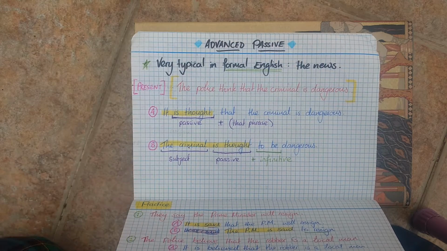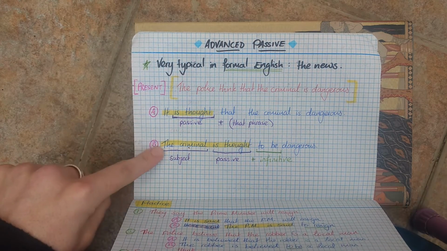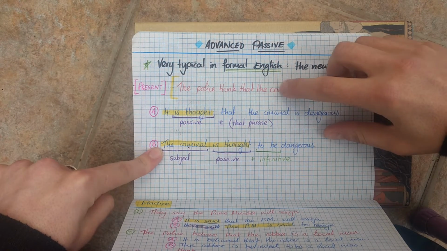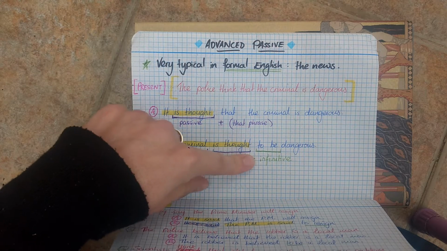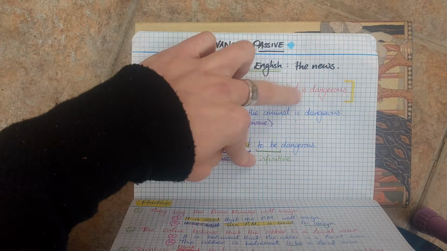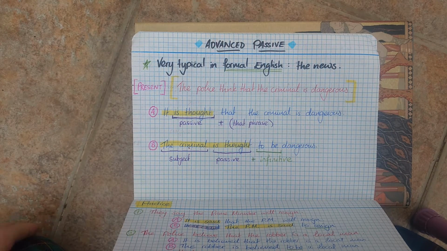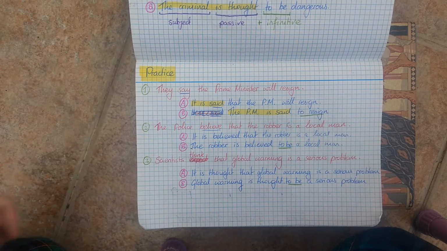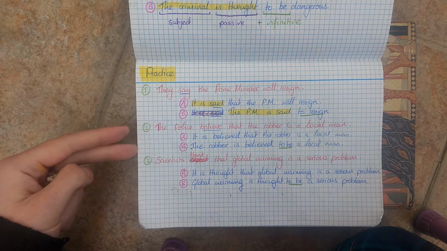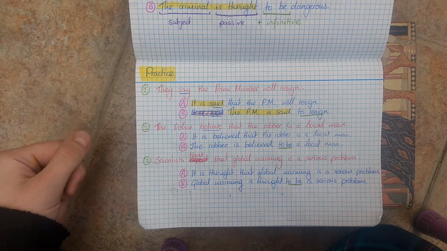Or the more complicated version is option B. So you start with the object of the sentence, the criminal, and then you put the passive plus the infinitive, okay? So it's the infinitive of this verb, which is the verb to be. Let's have a look at some examples so you can see what I mean. So all of these have the 2 options and the 2 ways to complete the advanced passive, okay?